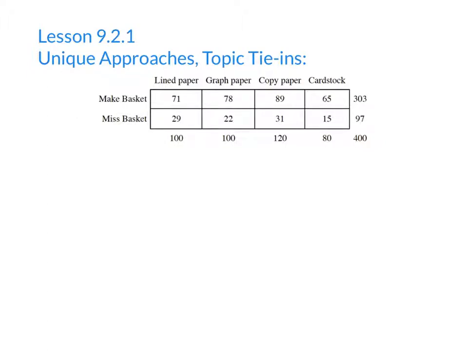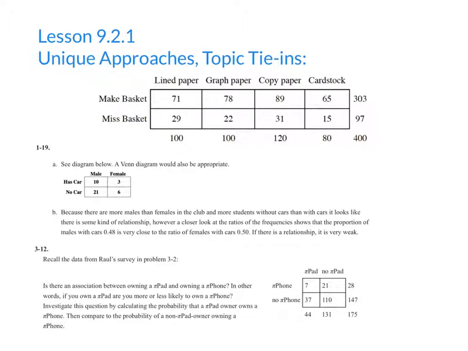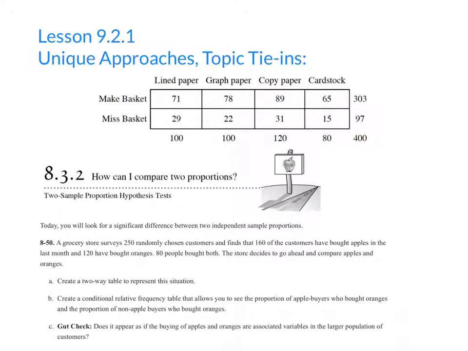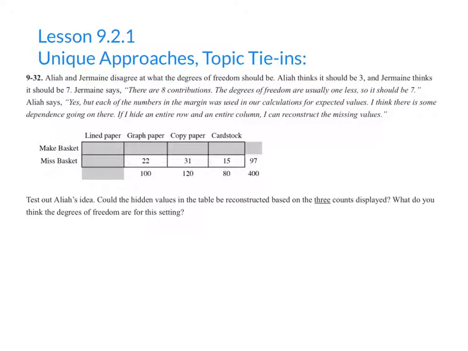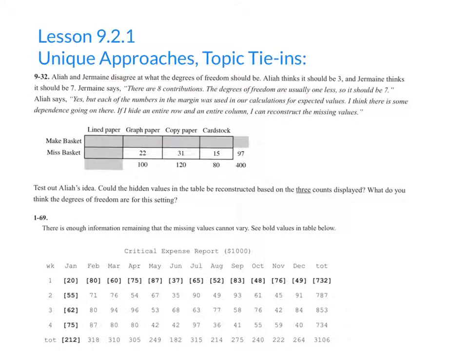Lesson 921 brings together the concept of independence of multiple factors in two-way tables, as introduced in Chapter 1 and Chapter 3, and most recently in Lesson 832. The degrees of freedom for the test of independence are illustrated in problem 932. You might have your students refer back to problem 169, where the concept of values free to vary versus those constrained by shared totals was first demonstrated.